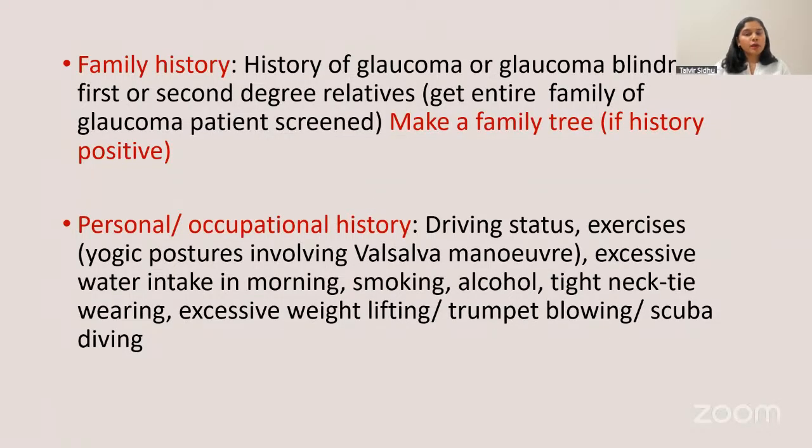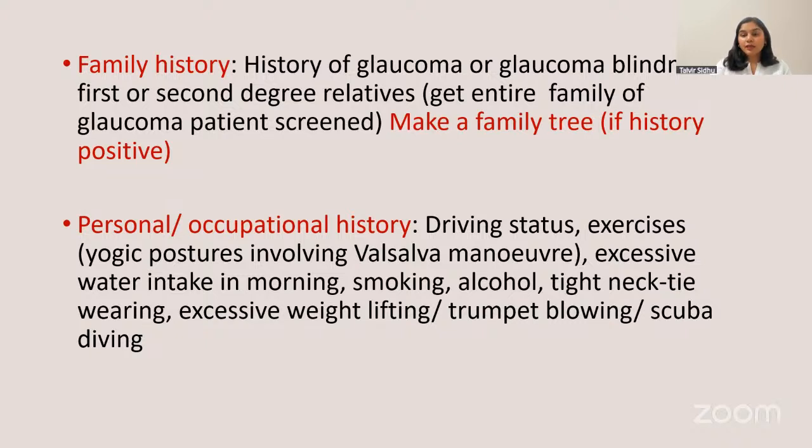Family history of glaucoma is very important because it makes a person at a very high risk for glaucoma if they have first or second degree relative who has glaucoma. If the family history is positive, you must make a family tree and denote which of the relatives of the patient are positive. Then personal and occupational history are also important. You should know whether the patient can drive, whether the patient does any exercises which involve yogic postures, which are causing Valsalva maneuver, which can raise or decrease the IOP very suddenly.